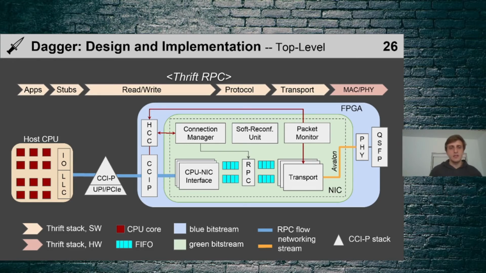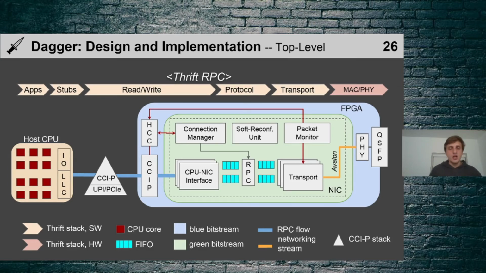The CPU NIC interface fetches objects from the processor and sends them to the RPC layer that does the connection management and implements the RPC protocol, and further sends messages to the transport layer, which directs them to the outside world over the Avalon network streaming interface and the Intel physical FPGA networking infrastructure.